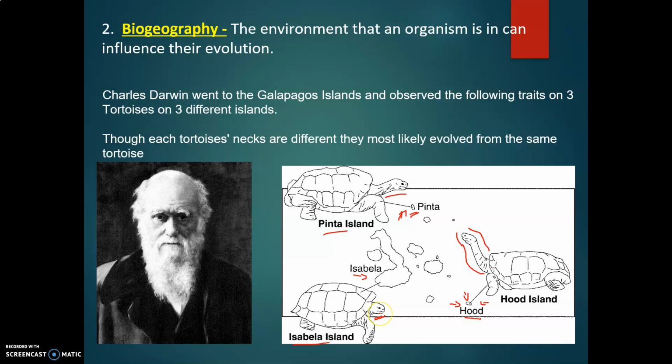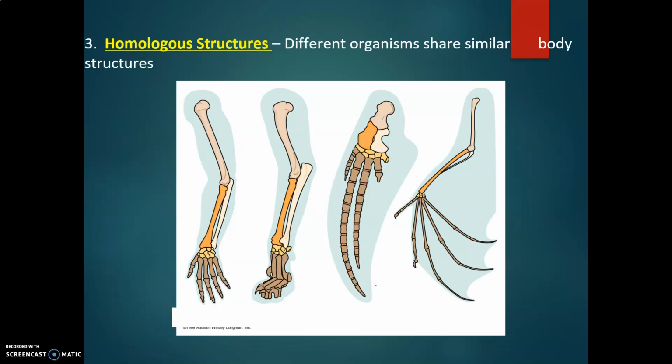It's a short neck. Could the Isabella Island tortoise live on Hood Island? Probably not. Most likely it wouldn't be able to reach the food source. And just like the giraffes, it would die away if it was on that island. So it's got a good spot right here. Okay. Next one.